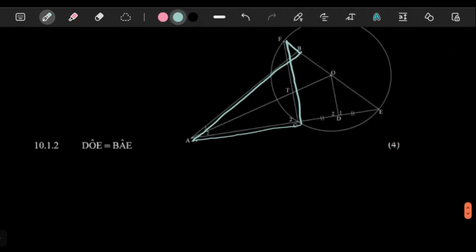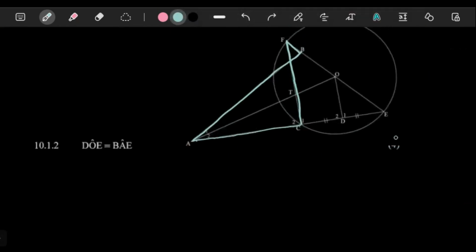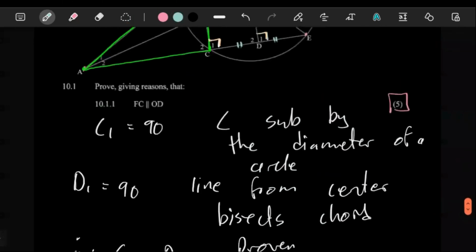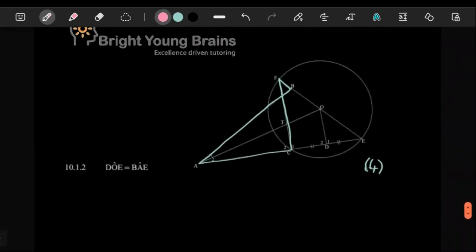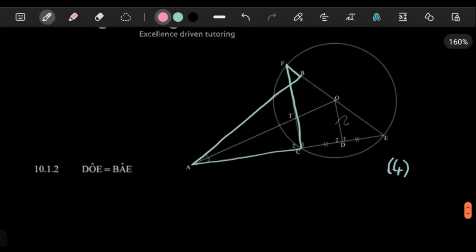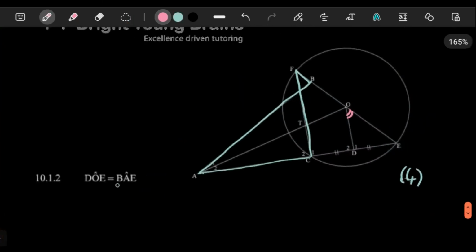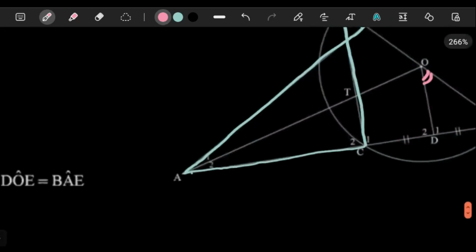For 4 marks here, let me just highlight this. They said we should prove, giving reasons, that angle DOE, so where's DOE? DOE, which is this angle, we should prove that it is equal to BAE, which is this angle there.